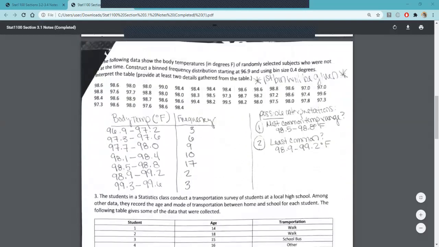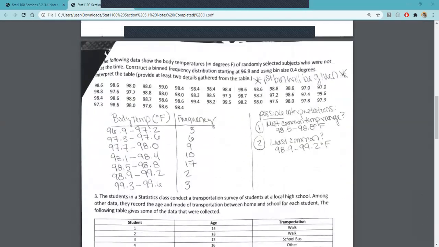Go ahead and go to the next page here. We are given body temperatures in degrees Fahrenheit of randomly selected subjects who were not sick at the time. We want to construct a bin frequency distribution starting at 96.9 and using bin size of 0.4 of a degree. Notice I mention it here in writing. I want to also say it out loud to you.